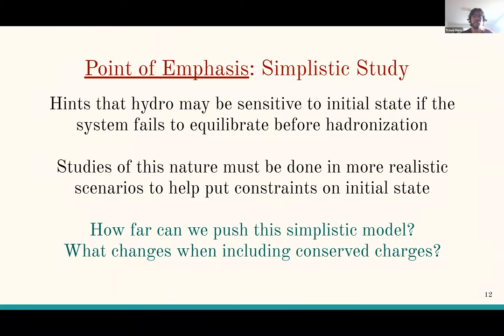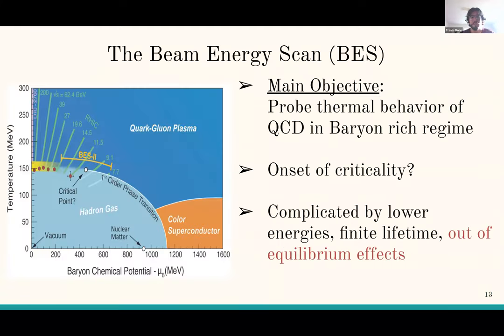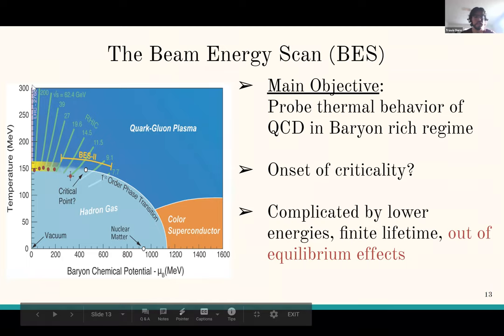However, we might ask, how far can one push this simplistic model, and what changes when we include conserved charges? Once you start talking about conserved charges in hydro in heavy ion collisions, you're really talking about the beam energy scan, because its main objective is to probe the thermal behavior of QCD in a baryon rich regime. Everything we've talked about so far has been on the temperature axis, on the mu_B equals zero axis.